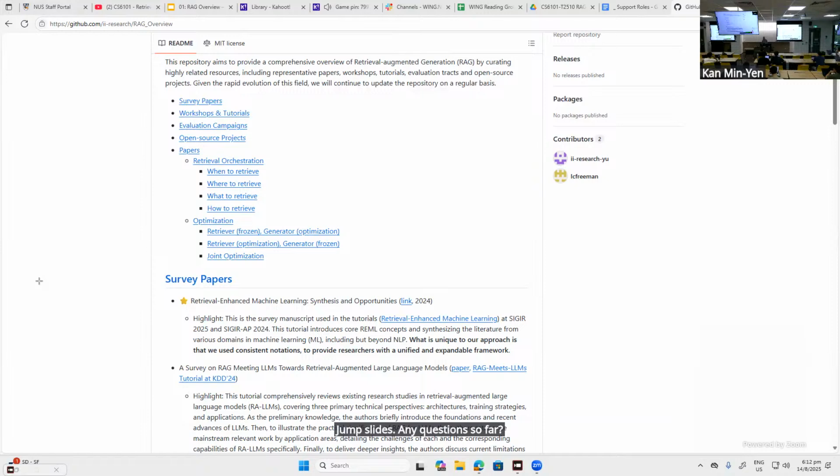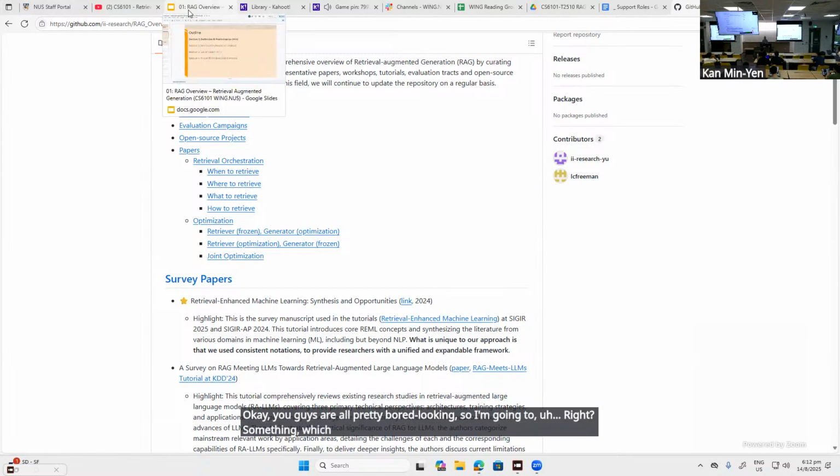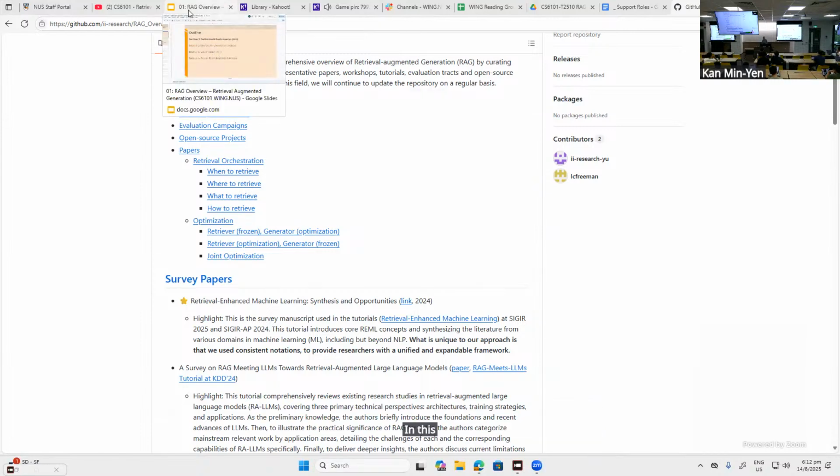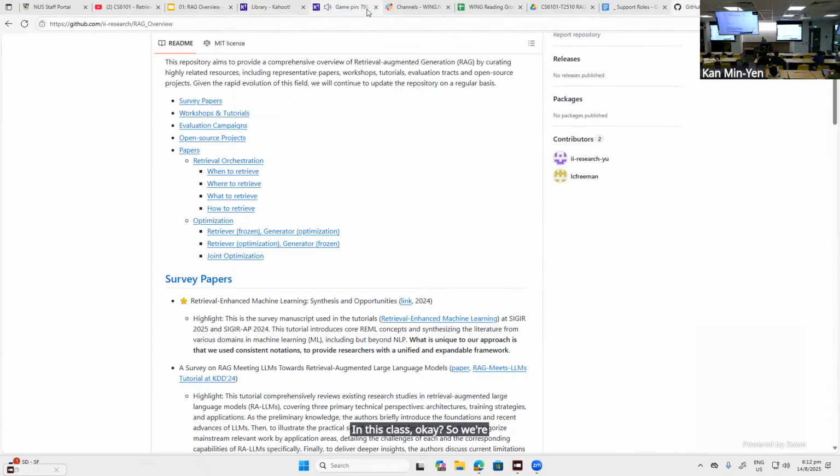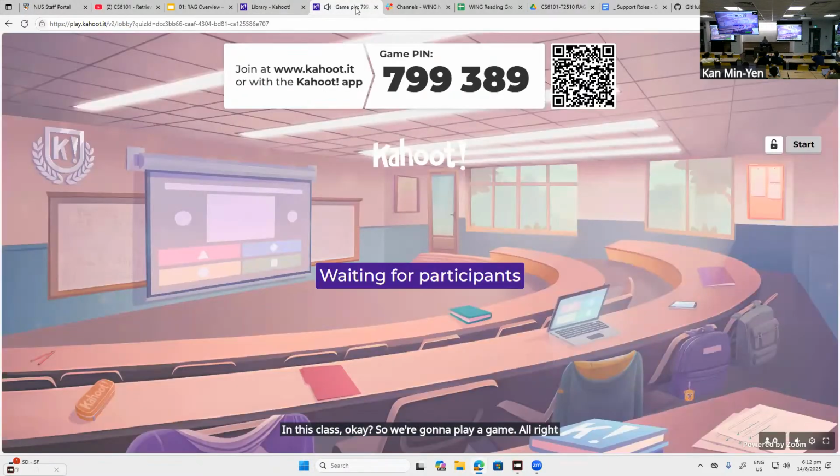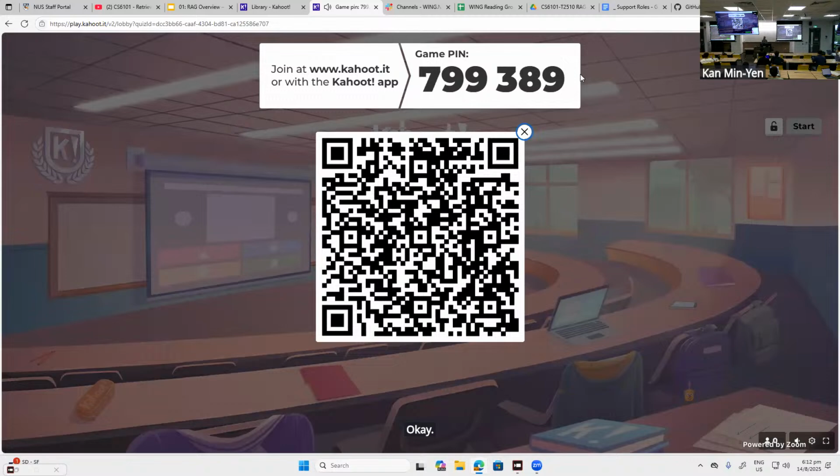Okay, you guys are all pretty bored looking, so I'm going to run something which is one of our support things that we do in this class. Okay, so we're gonna play a game. All right, here's the game. Okay, so I think many of us have played this before. So you need to scan the QR code or go to Kahoot.it so we can pretend we're Italian. Okay, and then type in the game number.